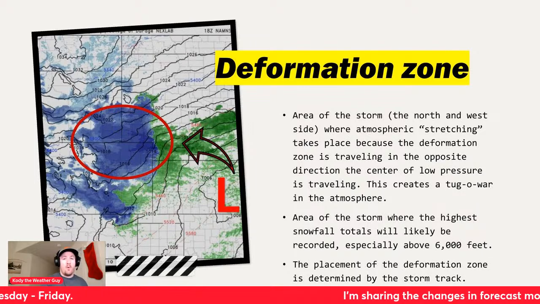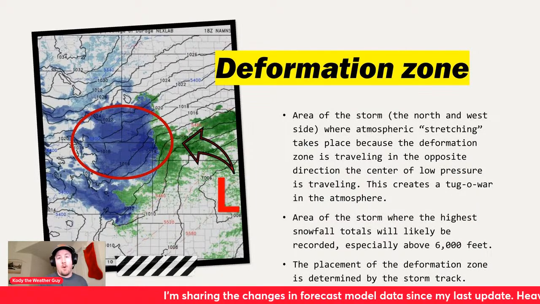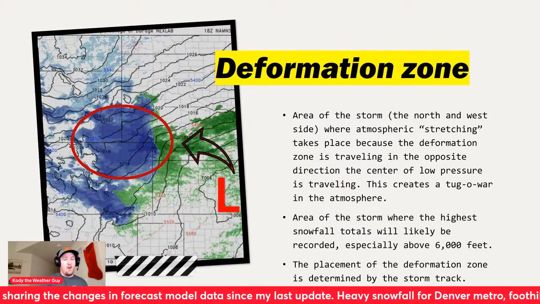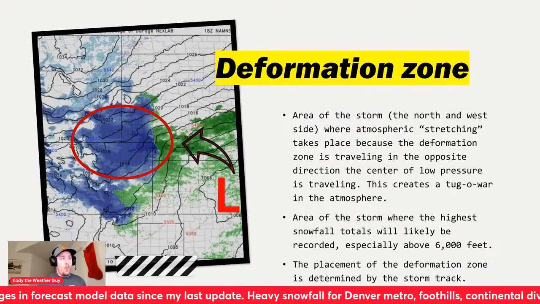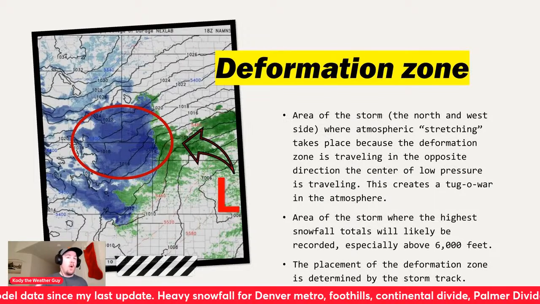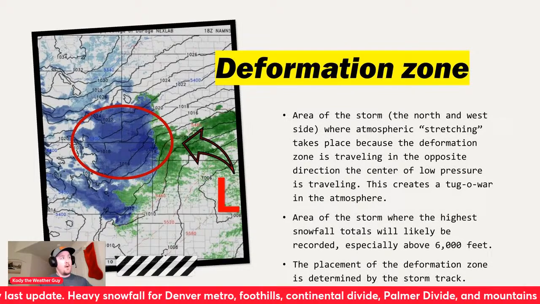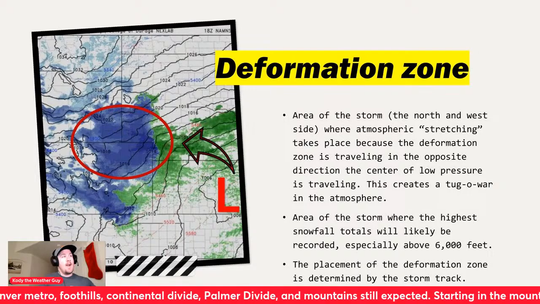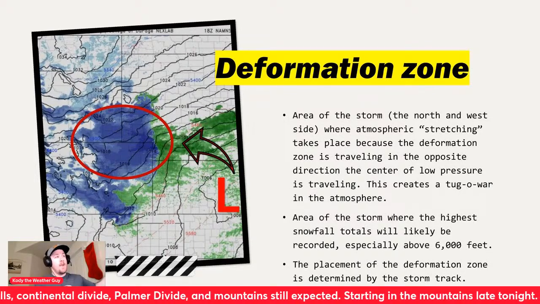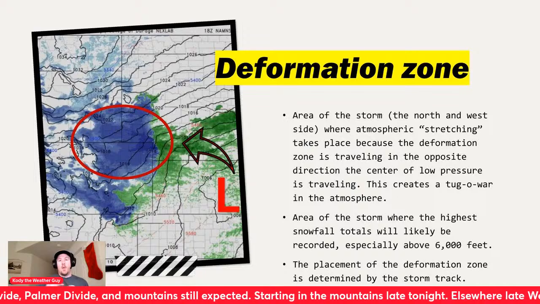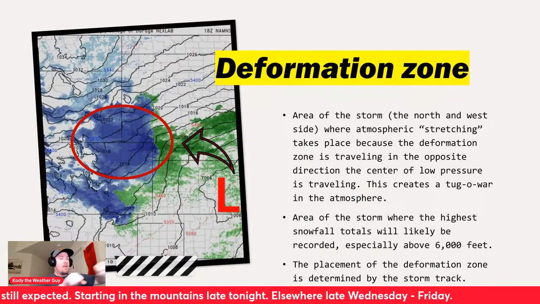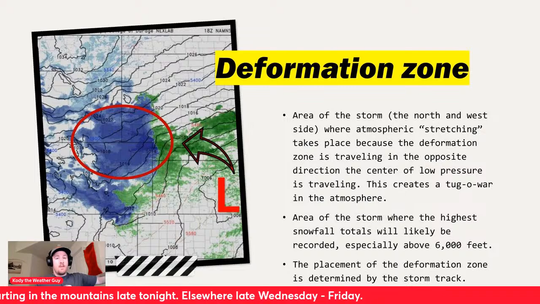You've got a center of low pressure. You've got air that rotates about that axis of low pressure counterclockwise. Let's say, for example, the center of low pressure is moving east. Well, as air is wrapping counterclockwise around the center of low pressure, if you think about the physics behind this and the atmospheric dynamics, the deformation zone is actually going in the opposite direction. So you've got a low going one direction, you've got a deformation zone going the other direction. They're kind of playing tug of war with each other in the atmosphere.